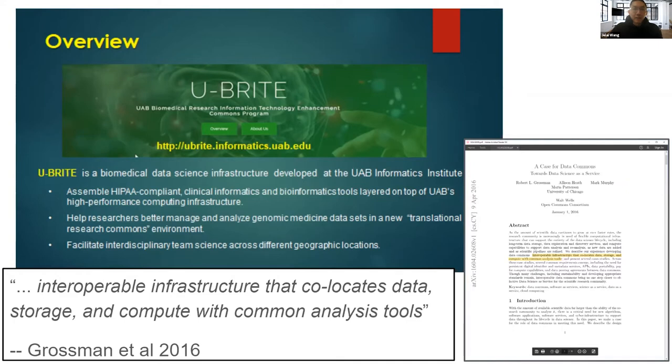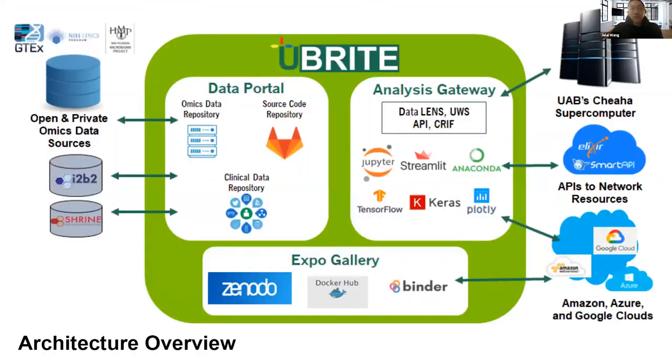And finally, we try to use U-BRITE to help facilitate team science, especially to the extent that technology can help people work together better as a team. If you look at the overall architecture of U-BRITE, there are three main abstractions that we have implemented. There's the idea of a data portal, there's an analysis gateway, and there's an expo gallery. And if you think about a prospective new user coming to U-BRITE, one of the places they might typically start is the data portal.